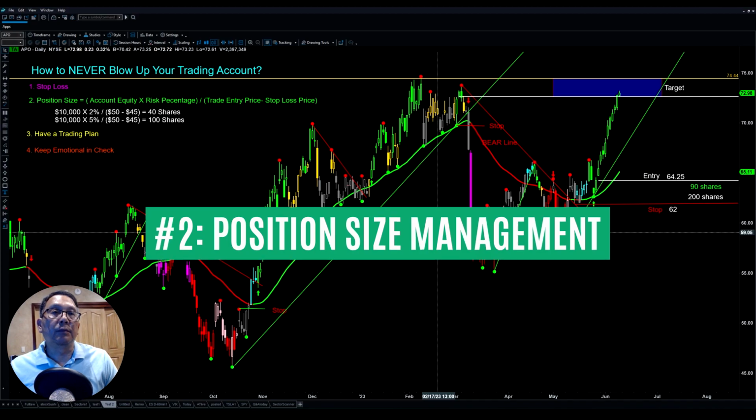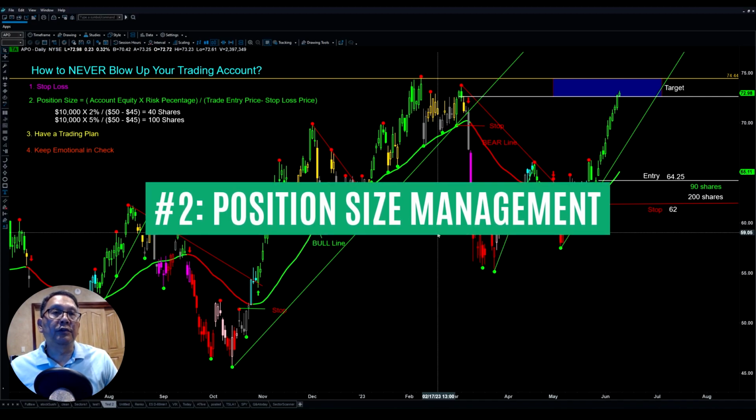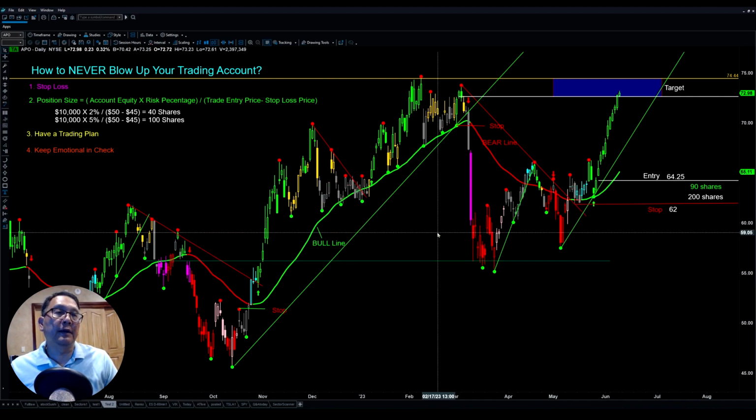Number 2 is the position size. Proper position sizing is crucial in trading for managing risk, preserving the account, and maximizing profitability. It helps control risk exposure, protect the trading account, and ensure consistency in performance.